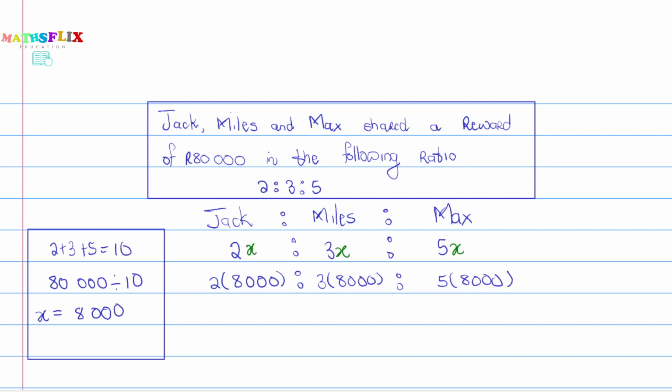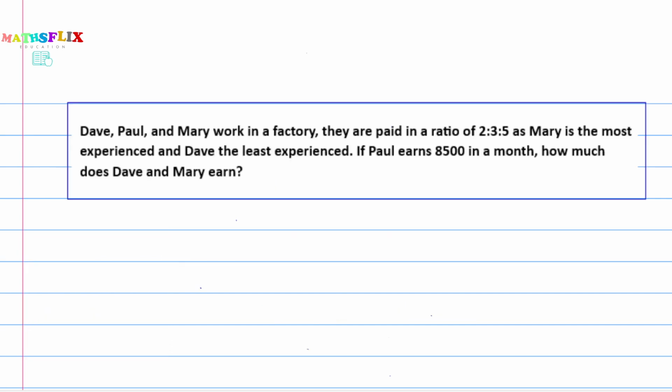Perfect. Well, 2 times 8,000 is 16,000. 3 times 8,000 is 24,000. And 5 times 8,000 is 40,000. Perfect, perfect, perfecto.